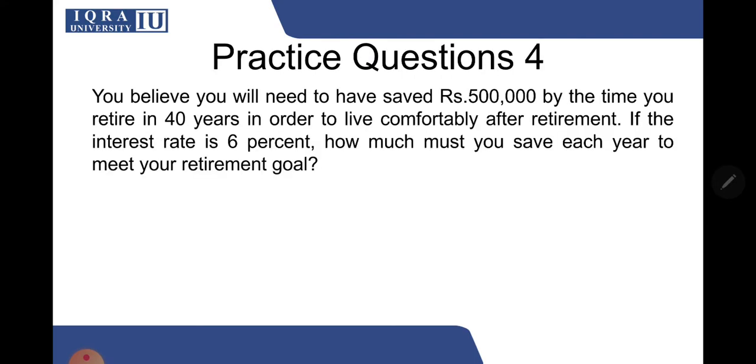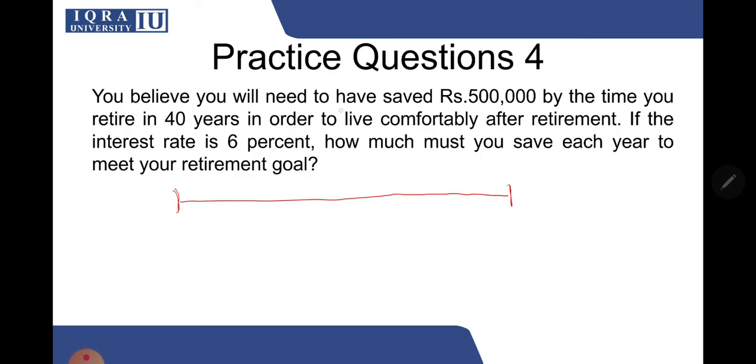Now moving ahead to the next question. You believe you will need to have saved 500,000 by the time you retire in 40 years in order to live comfortably after retirement. Usually it helps if you start drawing your timeline with it. The timeline is for your own understanding, and I would recommend that you make it, because it really makes sure that you do not make any mistake, because then you have a visual representation of the question.